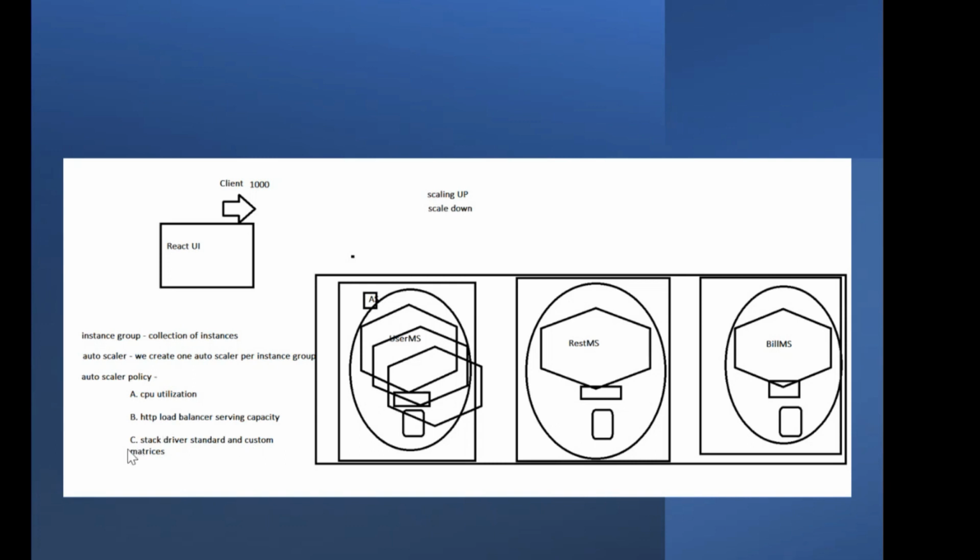Stackdriver is mainly used for monitoring a particular service in GCP. For the load balancer, and CPU utilization which we just talked about, these three parameters are available inside the autoscaler policy. So Kubernetes is going to do scaling up or scaling down based on this autoscaler policy. Step by step, I will go into depth. So that is the autoscaling part.